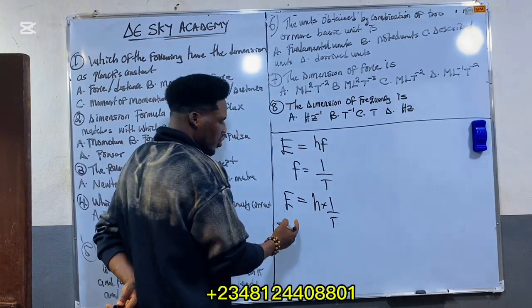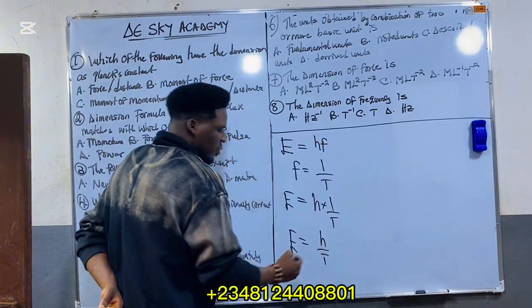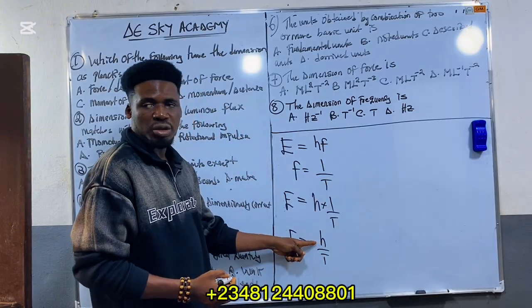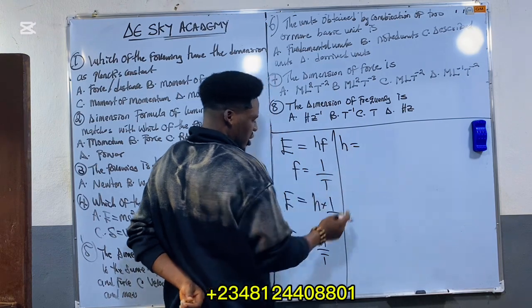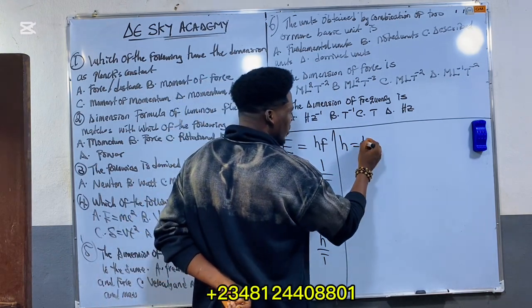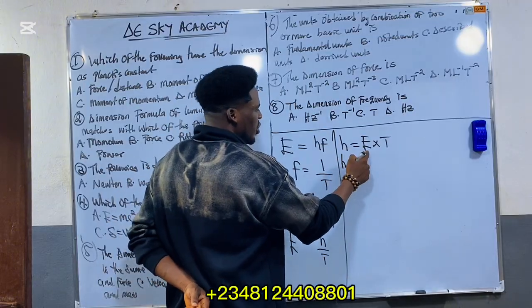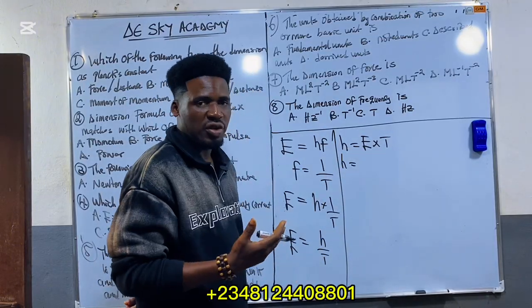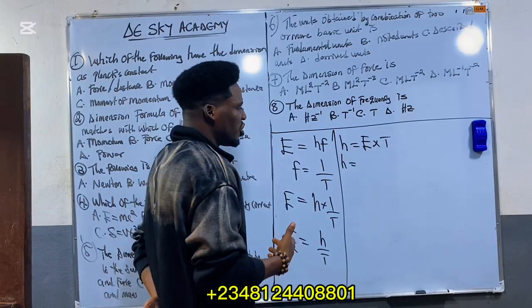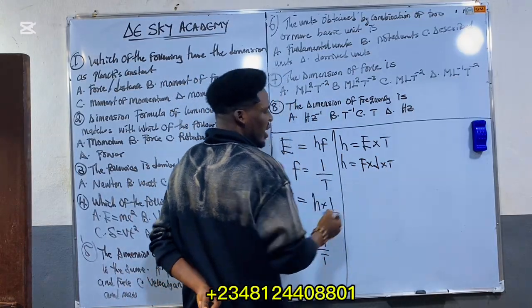So E is equal to h over t. We make h the subject of the formula, so h is equal to E times t. What is E? E is the energy, so we have to look for the dimension of energy. I know that energy is also force times distance, so I'll have it as force times distance times time.